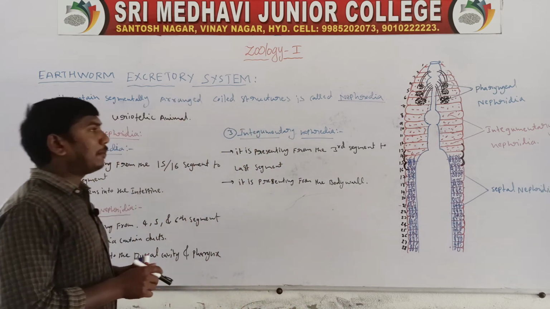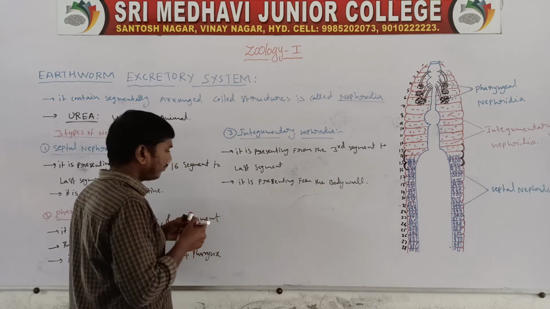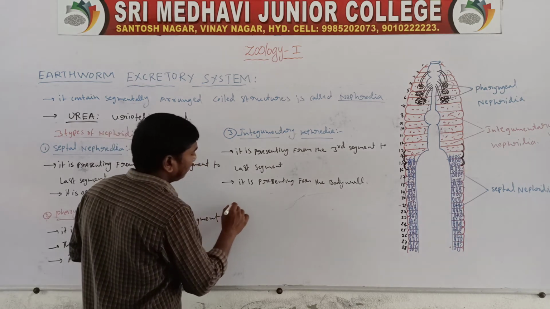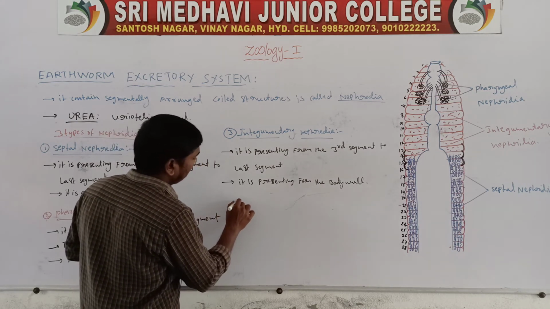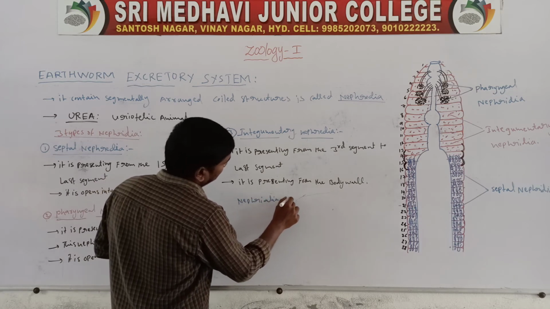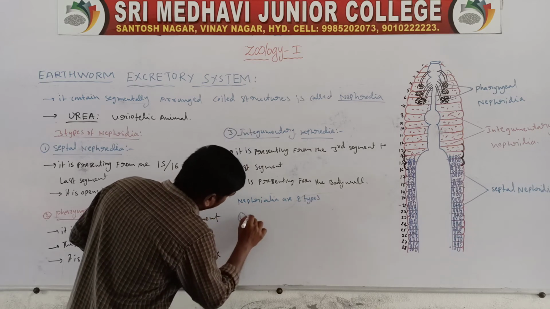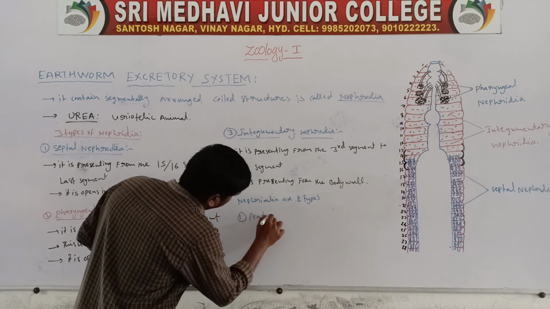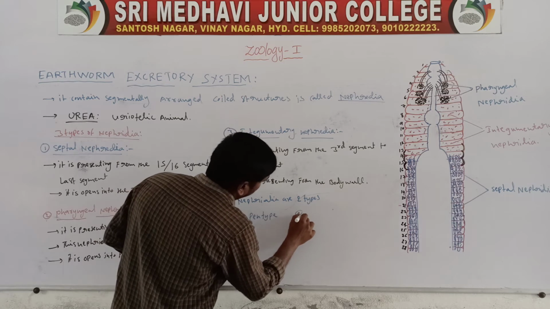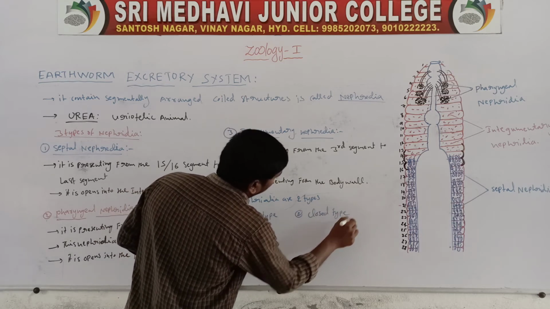So next one, nephridia are of two types. One is the open type, and the second one is the closed type. Open type and closed type.